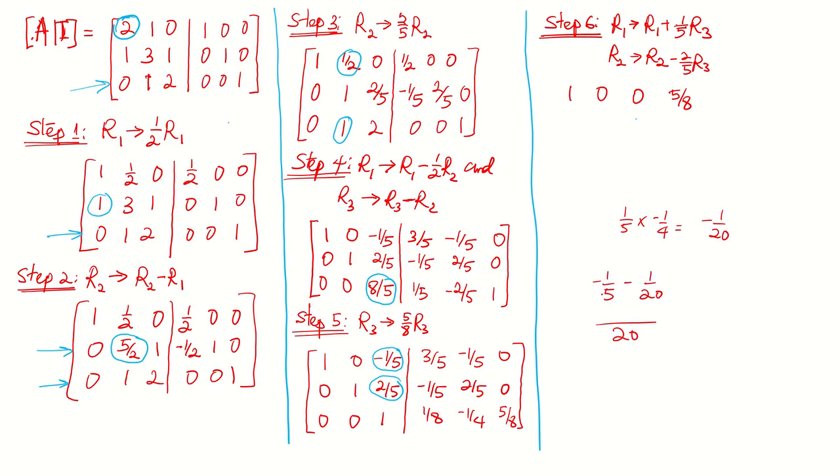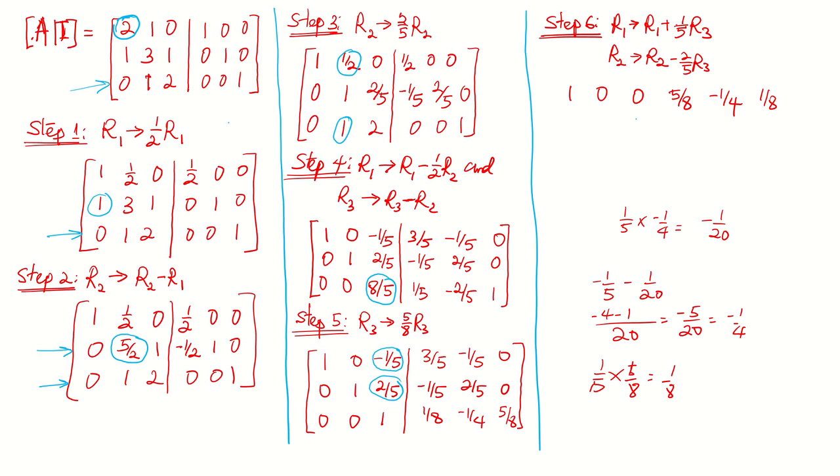The LCM here is 20. That is minus 4 minus 1. That will give minus 5 over 20, which is minus 1 over 4. So here is minus 1 over 4. And we multiply 1 over 5 by 5 over 8, and that will give 1 over 8. When you add 1 over 8 to 0, you get 1 over 8. Okay, so that settles row 1.